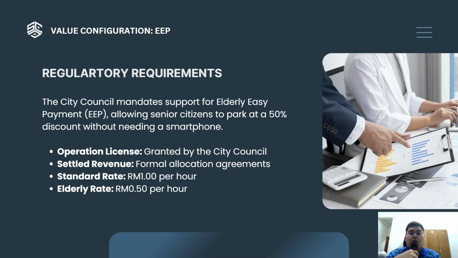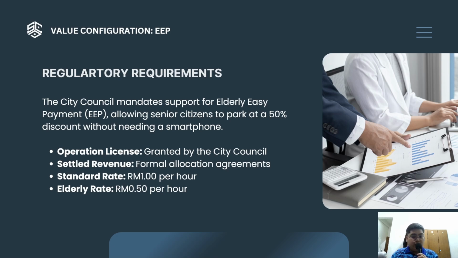Scenario 1. Our value configuration is EEP. What is EEP? EEP is a regulatory requirement. The city council mandates support for elderly easy payment, which allows senior citizens to park at a 50% discount without needing a smartphone. For this system, the app developer needs to get an operation license granted by the city council.